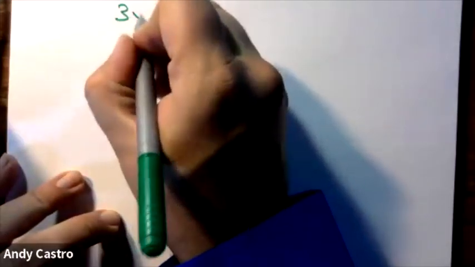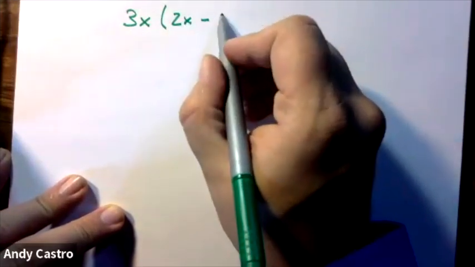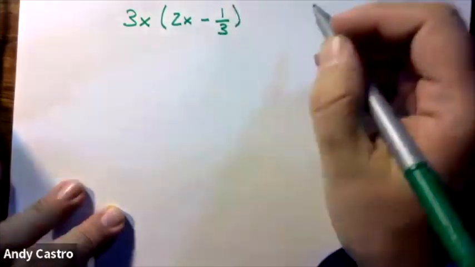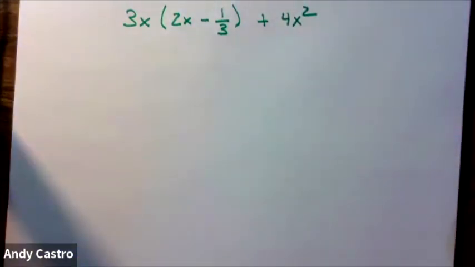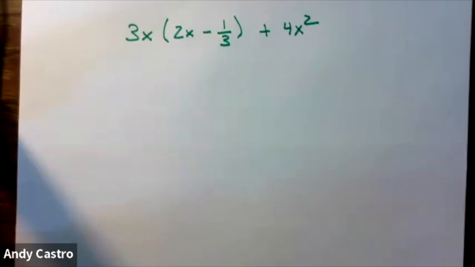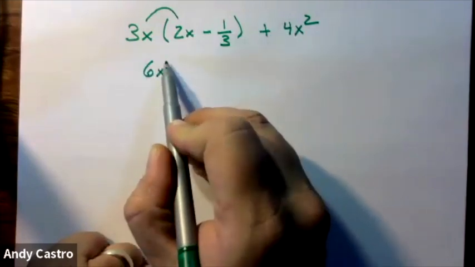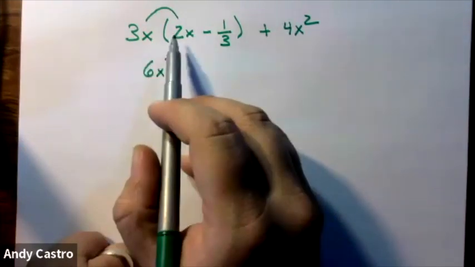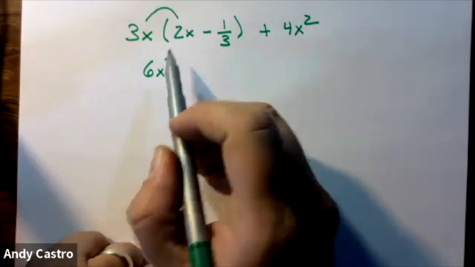All right. So let's set up another one. We have 3x times 2x minus 1/3 plus 4x squared. All right, let's execute. 3x times 2x gives us 6x squared. The 3 times 2 gives us 6. The x times x gives us x squared.